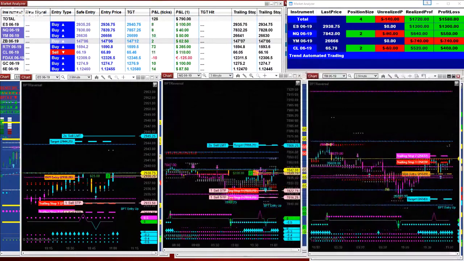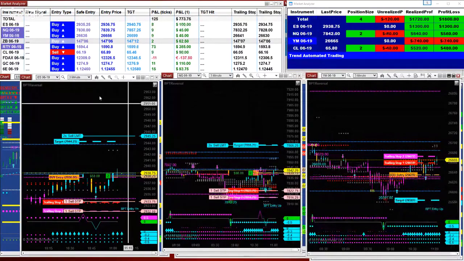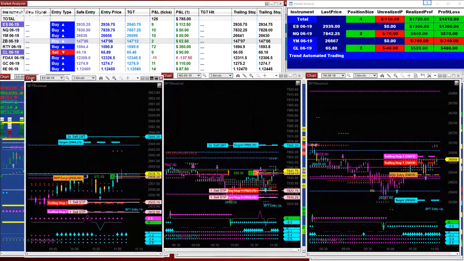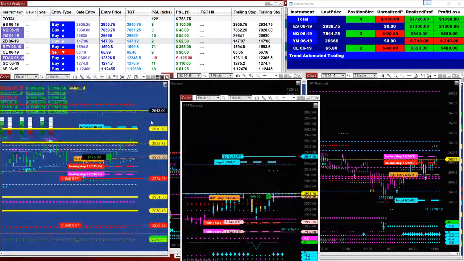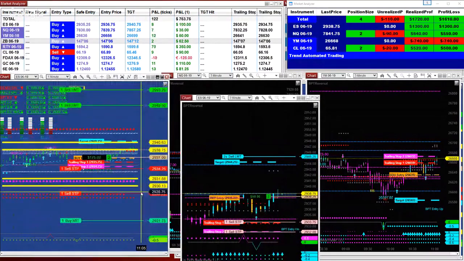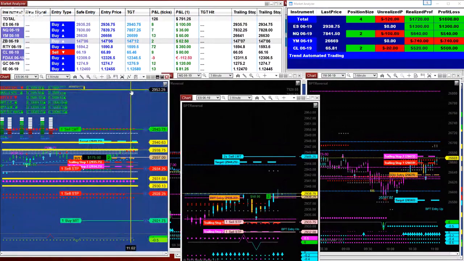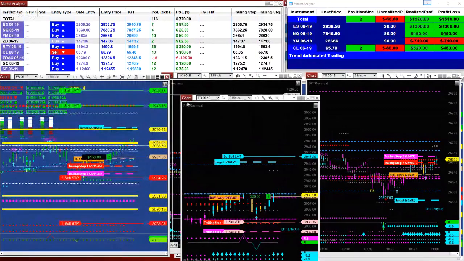This is a full automated. The black ones are full automated. The blue ones are an ATM, so we can control the stop loss and the target if we want to. On the full automated, you cannot do that.